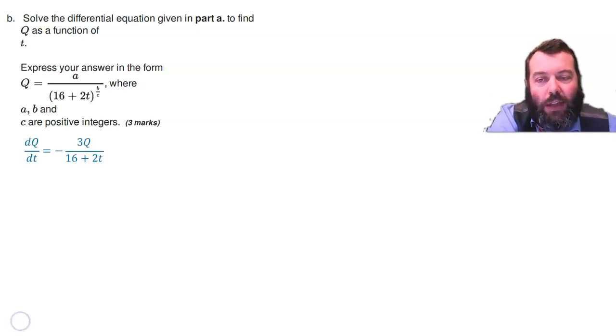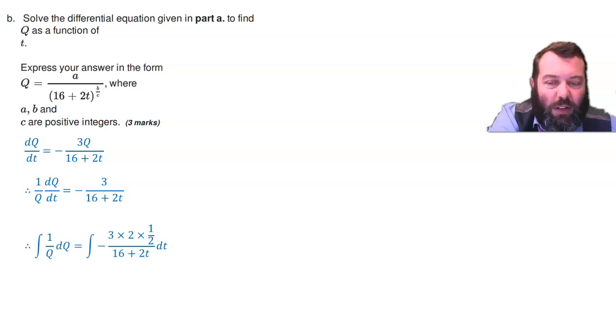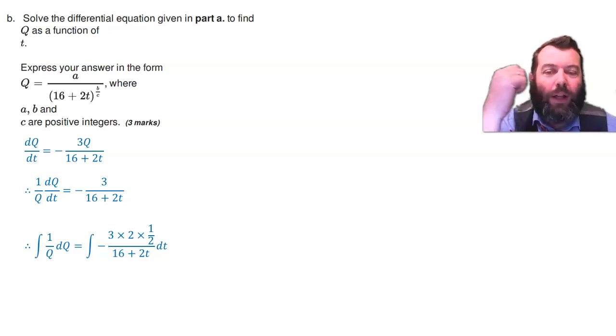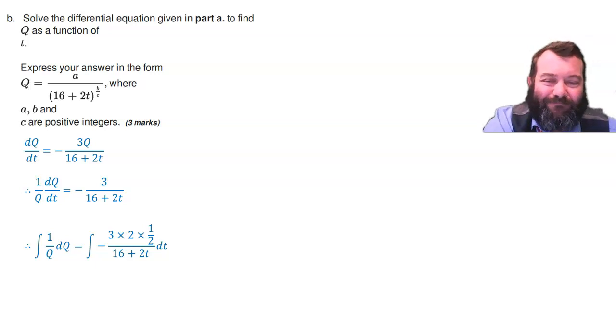Like this. So let's get that equation, dq/dt equals negative 3q on 16 plus 2t. To solve this, I'm going to drag that q from the right over to the left. So I've got 1 over q multiplied by dq/dt equals negative 3 over 16 plus 2t. All the q's are on the left. That's good. Integrate both sides with respect to t, but the dt's cancel out, and I end up with the integral of 1 over q dq equals the integral of negative 3 over 16 plus 2t.